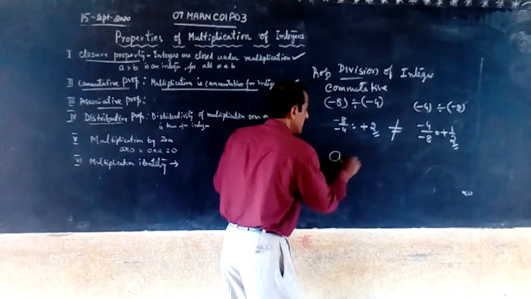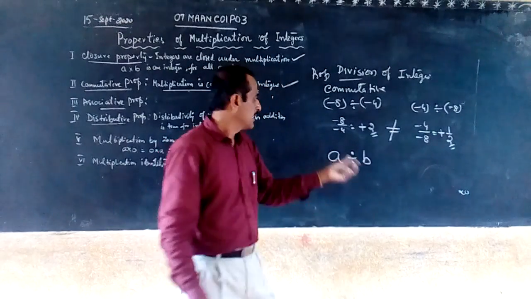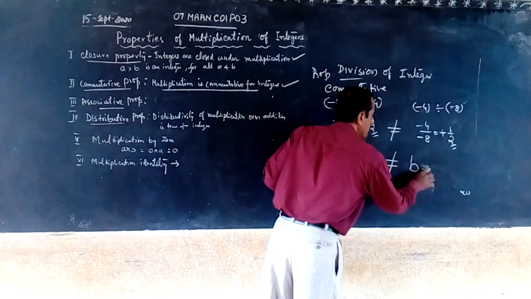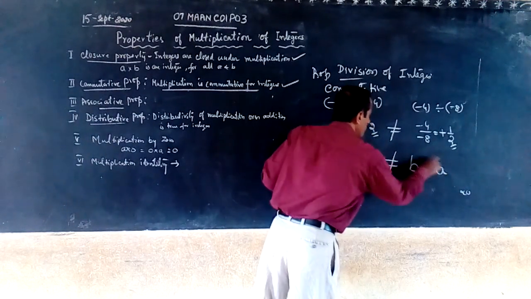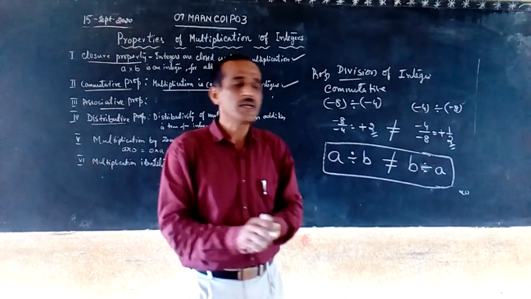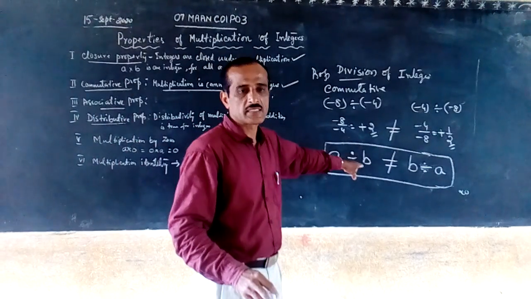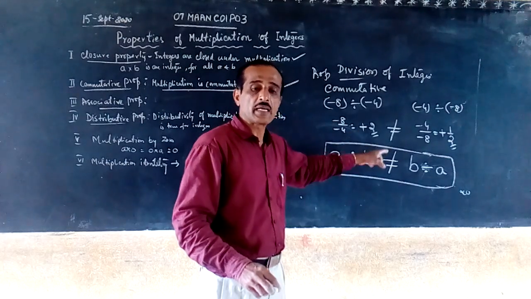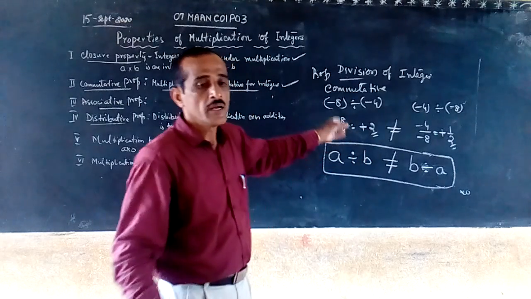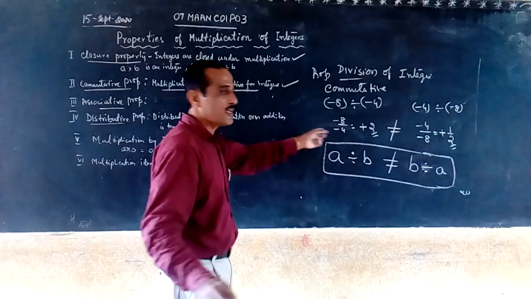Therefore we can say, if a and b are two integers, then a divided by b is not equal to b divided by a. What we can say: not commutative. We can say division is not commutative for integers. Multiplication is commutative, but division is not commutative. Okay, it is not closed under division, not commutative. Division is not commutative for integers.